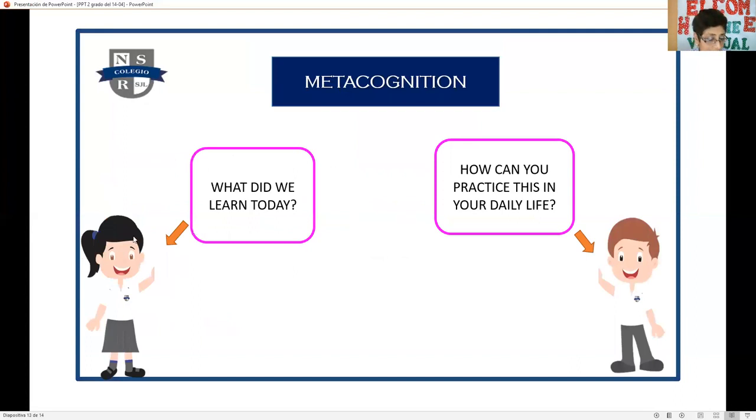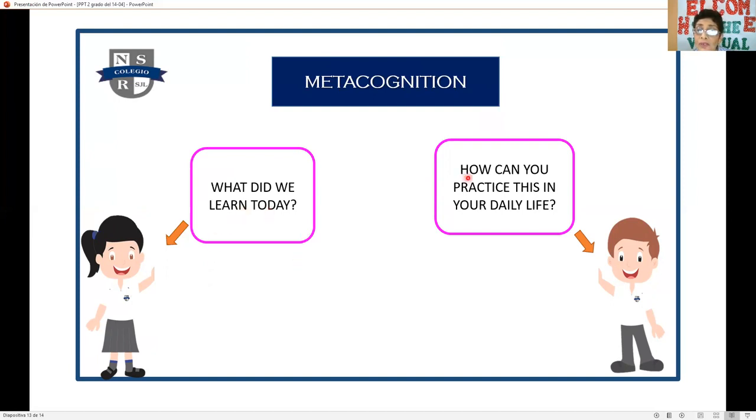Okay. In metacognition, what did we learn today? Today we learned about personal information. Now students know how to ask questions about what's your name and how old are you. You can begin a conversation, a dialogue. You know how to use WH and how. So we learned to make questions about personal information. That is the topic we learned today.